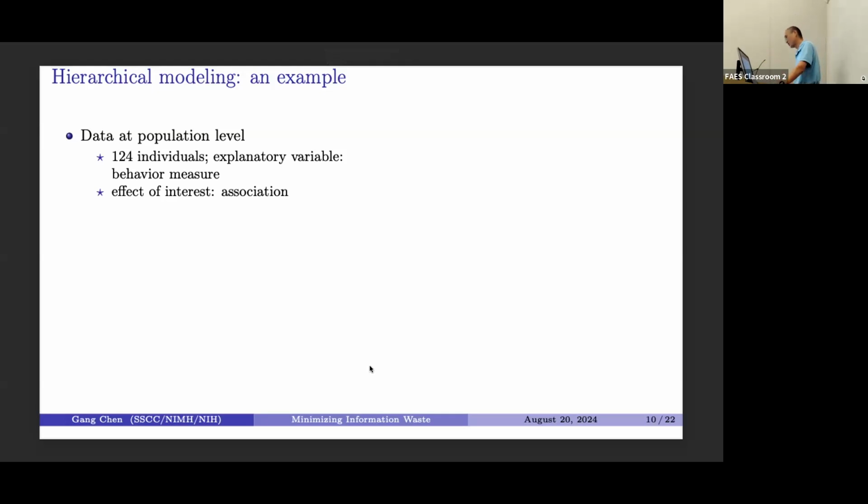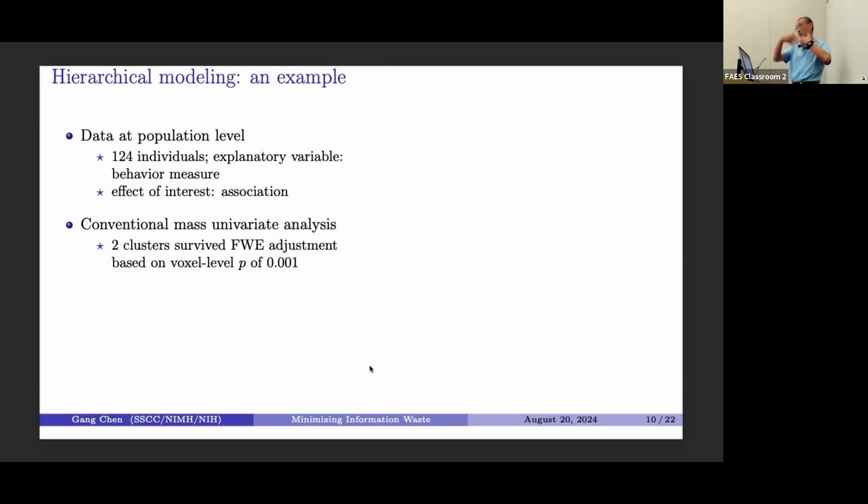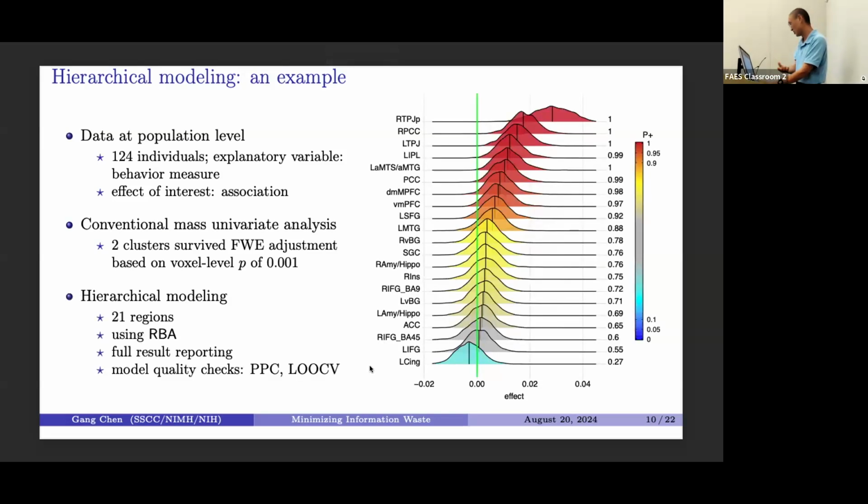to that penalty step. So let me demonstrate one particular example. So that's 124 individuals, right? The traditional approach, you do the whole brain, then perform multiple comparison correction, only 2 clusters that are lucky to survive. But if we build one model, in this case, I'm not doing it at the voxel level, instead I extract 21 regions in the brain.